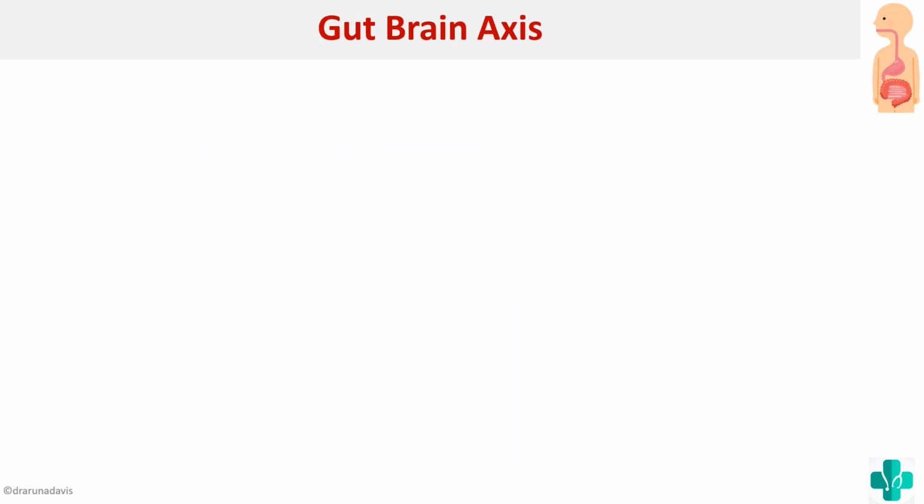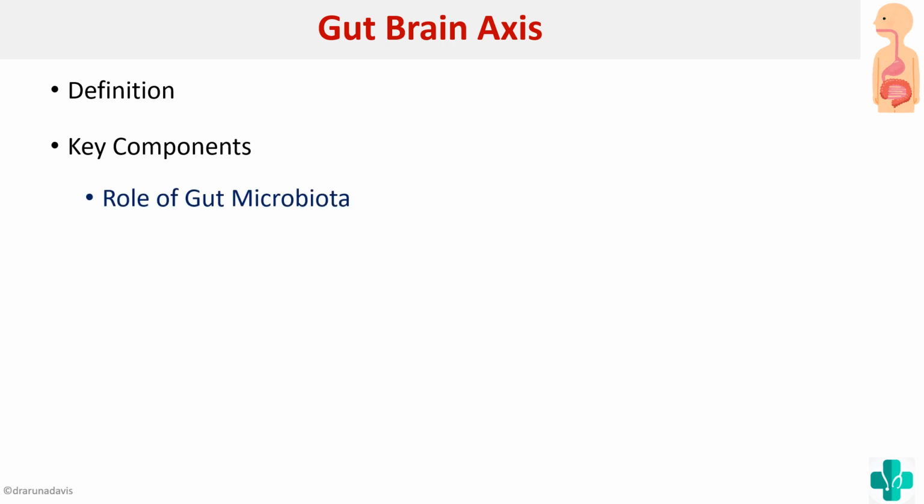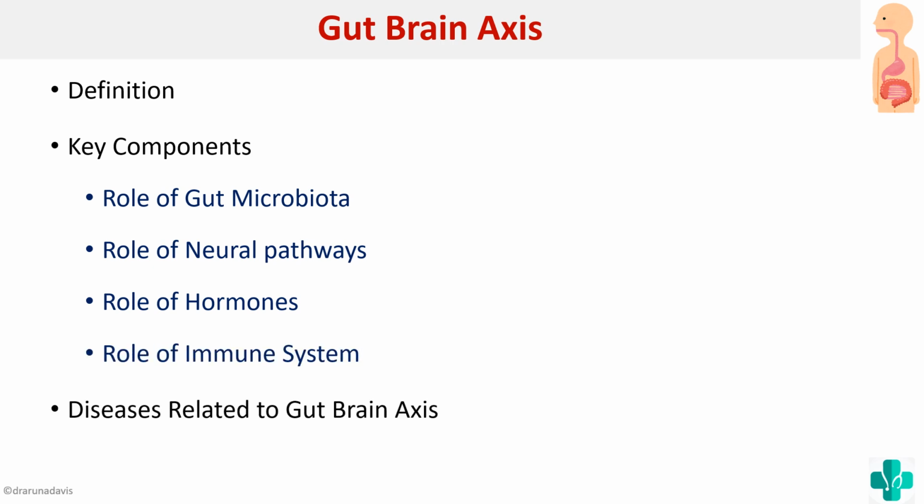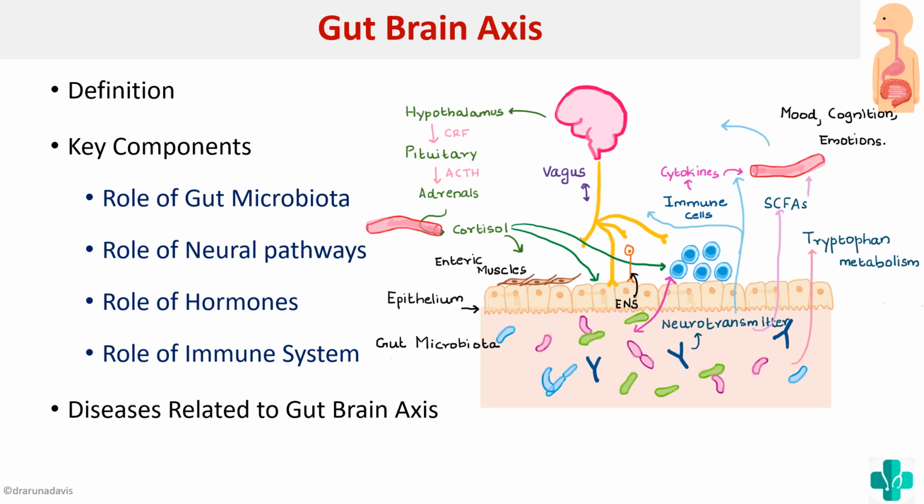So, when a short note on gut brain axis is asked, you can write the definition. You can write the key components in which you can explain the role of gut microbiota, role of neural pathways, role of hormones, role of immune system, and also the diseases that are related to the gut brain axis, and finish off with this diagram. In fact, the gut brain axis contains many more complex pathways, but at a first year MBBS level, I think this would be enough.